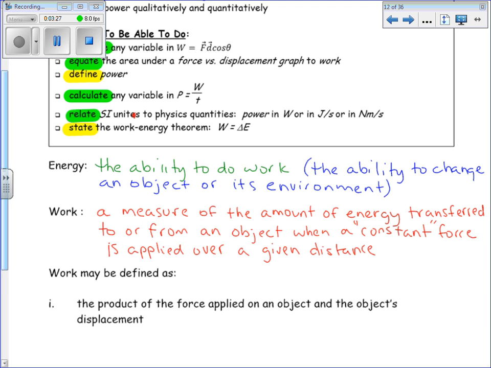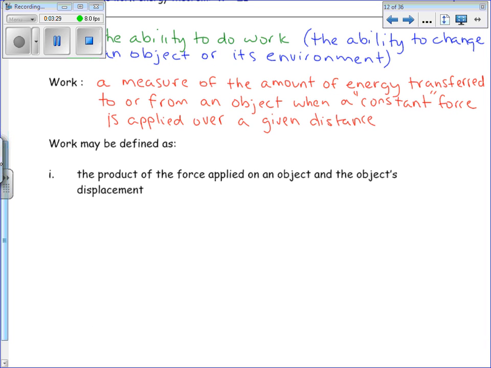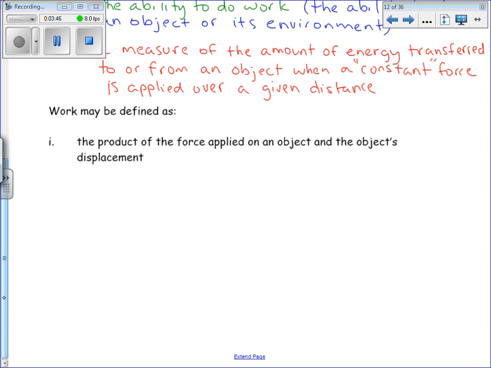So there's three different things we can do to determine how much work is being done to an object. The first one is the basic formula. Work is the product of the force applied on an object and the object's displacement, which leads to this formula. Work is equal to force times distance. So that should be familiar from last year. W is work, and that's measured in joules, just like energy is.